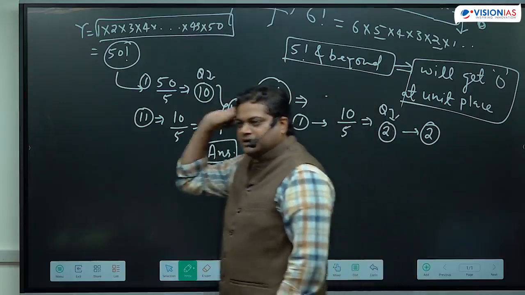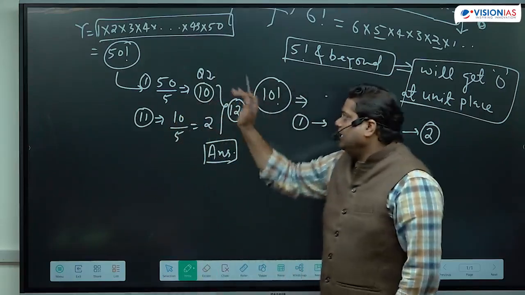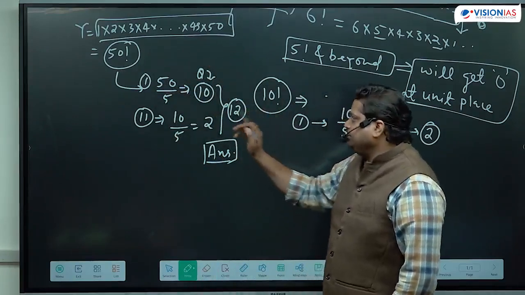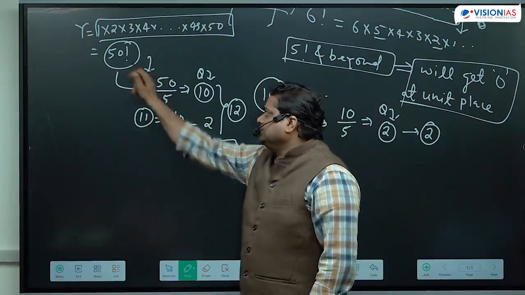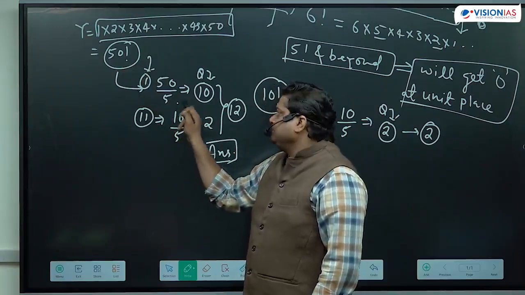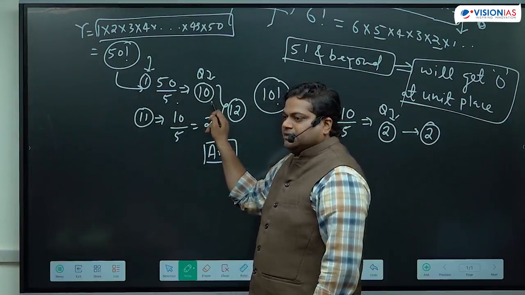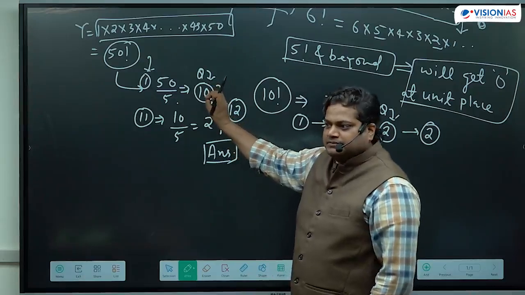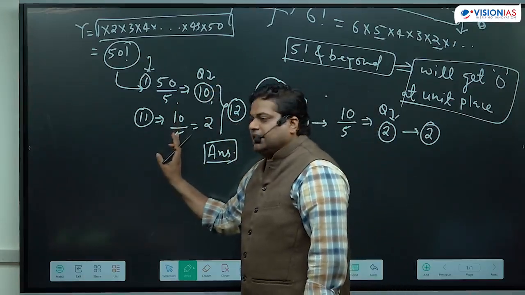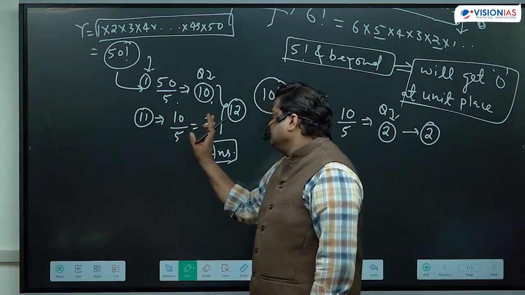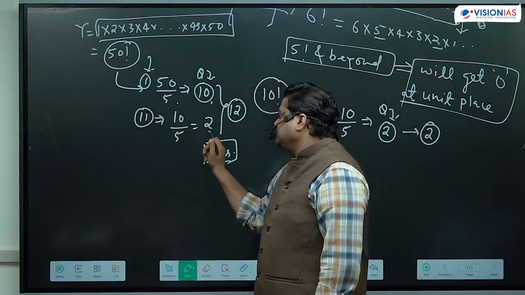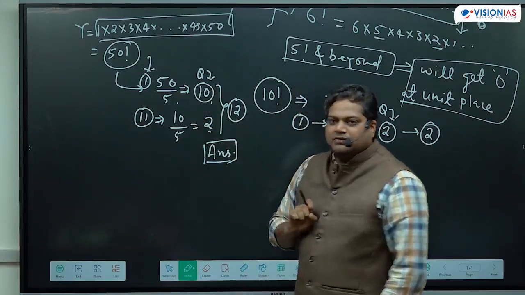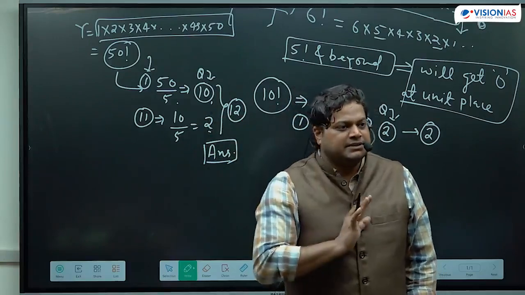So any number ka factorial is given, and we are asked to calculate how many zeros are there at the end. Simply two steps mein. First step mein this number ko we are going to divide by 5. We'll see ki what quotient we are getting. If this quotient is equal to or more than 5, we'll divide again by 5. We'll see ki what quotient we are getting. If this quotient is less than 5, we'll stop and we'll add these numbers. We'll say ki these many 5's are there.